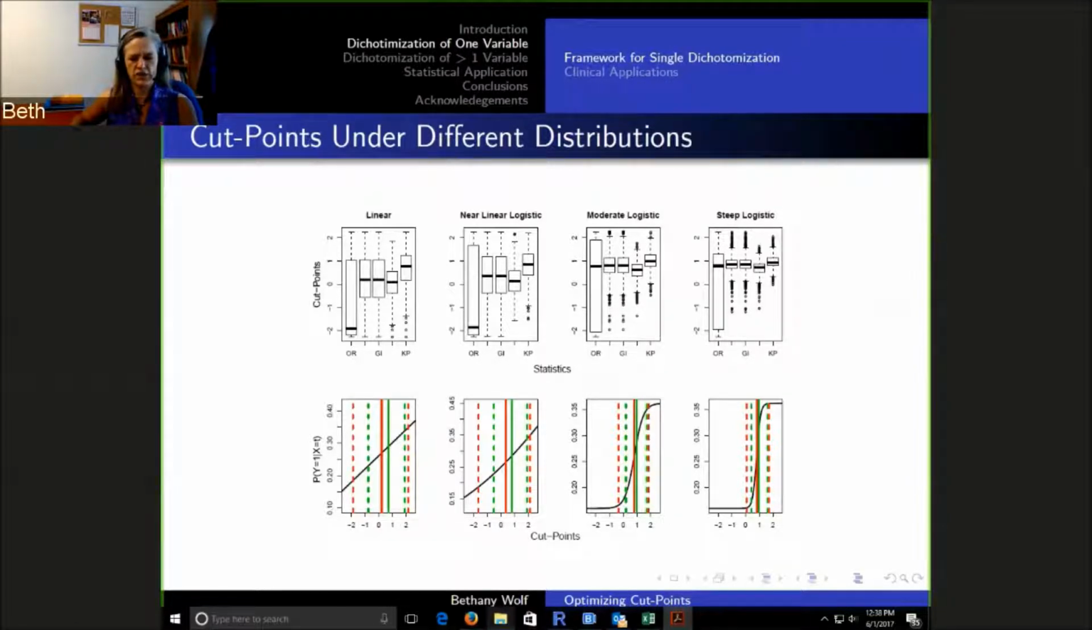The green is showing, actually I take that back. The green is the kappa statistic and the red is the chi-square statistic. So the red is the chi-square statistic and the green is the kappa statistic.